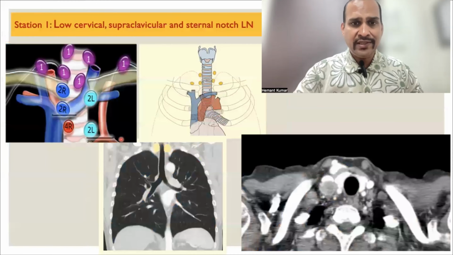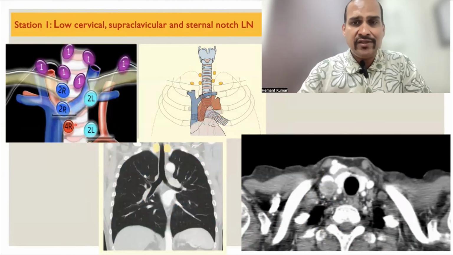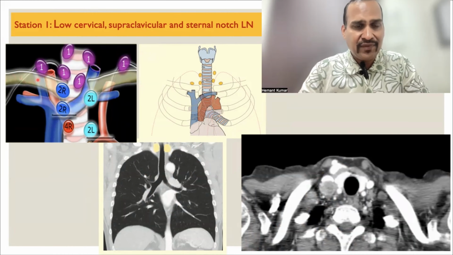Okay, now let's see our lymph node one by one. So coming to station 1, as I told you, station 1 is lower cervical, supraclavicular, sternal notch. This is clavicle. So above clavicle is lymph node station 1. This is suprasternal notch. Okay, station 1, lower cervical. So it is extrathoracic, outside the thoracic area. This is station 1, extrathoracic.